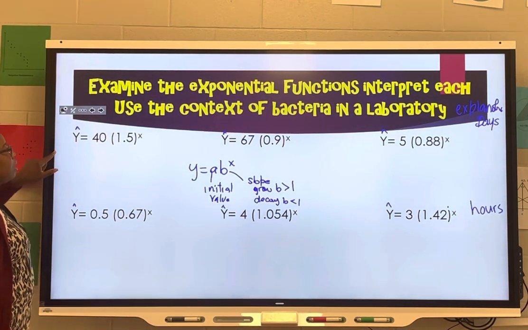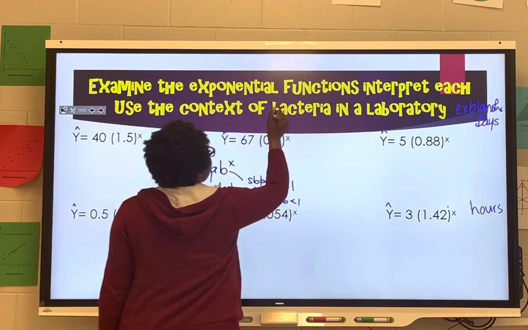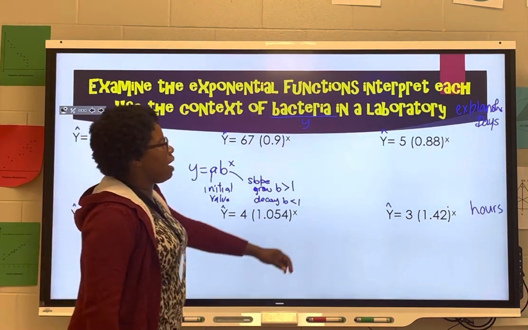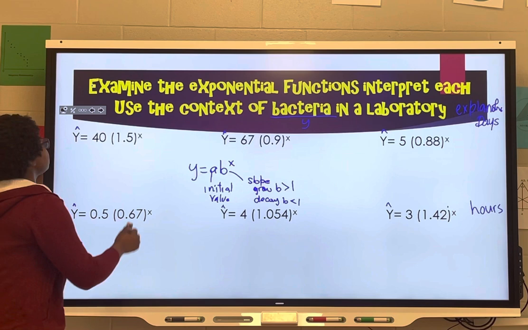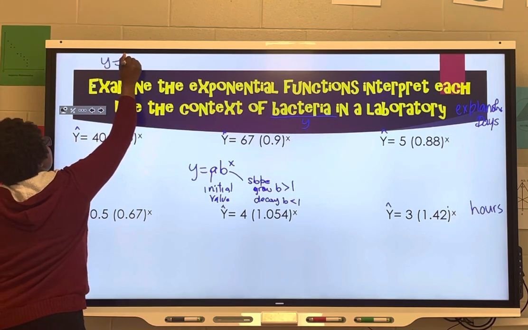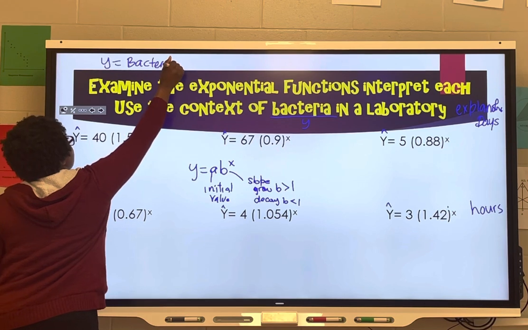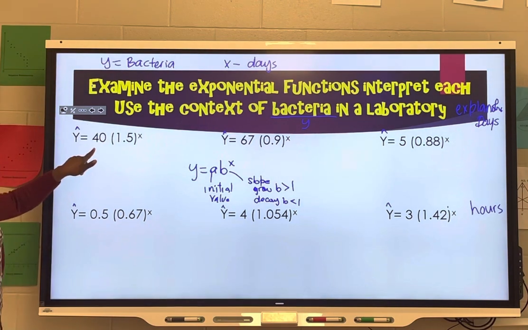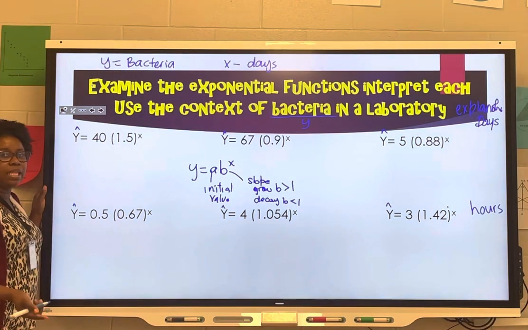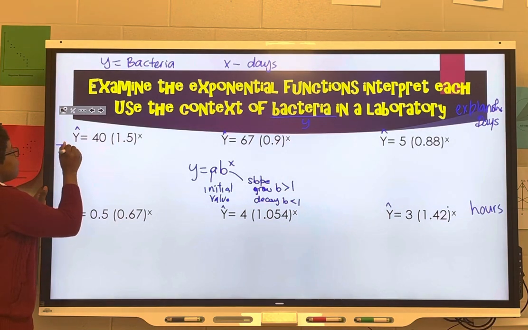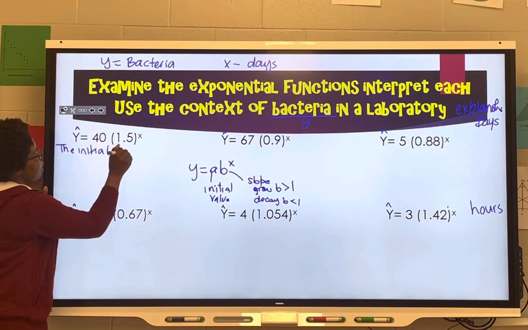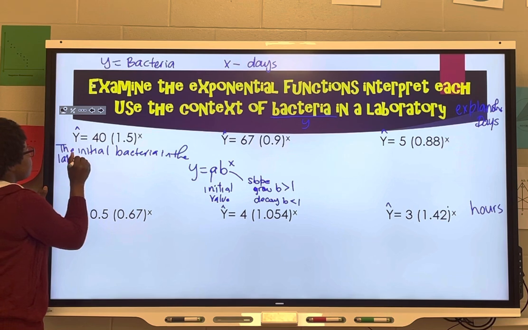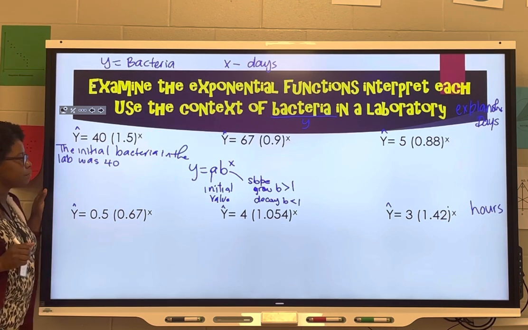So here, y is our response variable, and that's the bacteria in the lab, and we have days representing x. So let's put up here, y representing the bacteria, and let's say x representing the days. Alright, so to interpret this, we need to say what is the initial bacteria in the lab. So we're going to say the initial bacteria in the lab was 40, right?